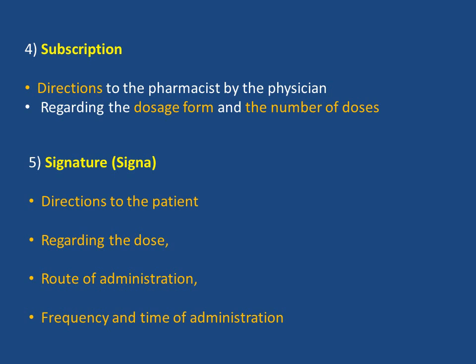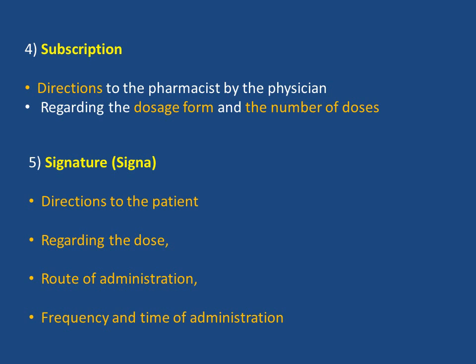Subscription is the fourth part. It includes directions to the pharmacist by the physician regarding the dosage form and the number of doses to be compounded and dispensed. The fifth part is signa or signature. It is the part of the prescription which consists of directions to the patient regarding the dose, route of administration, frequency and time of administration, and the vehicle to be used for administration.